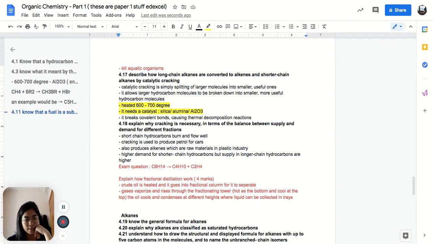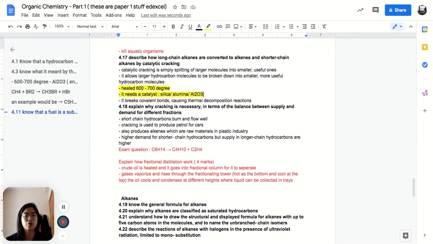4.18, explain why cracking is necessary in terms of balance between supply and demand for different fractions. Yes, we're talking about supply and demand here, and it's not that difficult, guys. Basically, short chain hydrocarbons burn and flow much better than long chain. Cracking is used to produce petrol for cars, and it produces alkenes, which are raw materials in the plastic industry, and we will talk about that when I talk about alkenes.